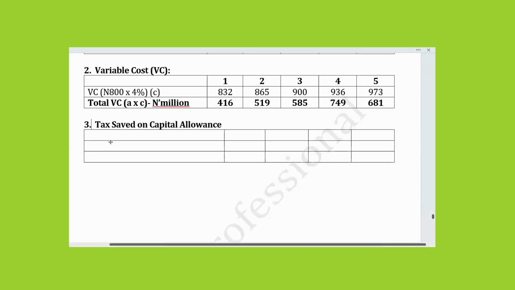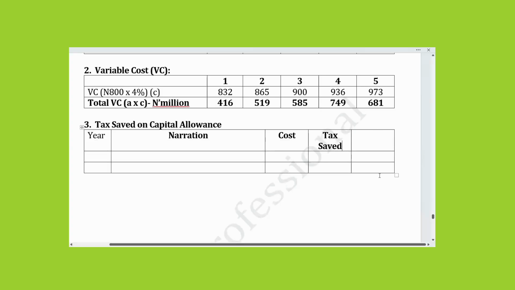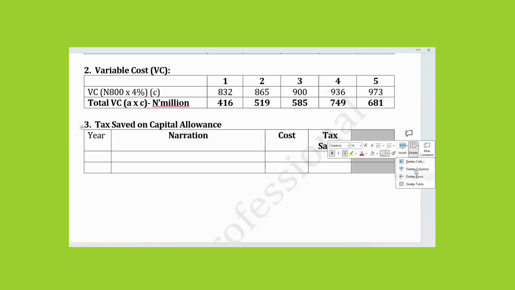Therefore, the first item here will be number of years. Indicate column for year. Description of item, or you call it narration. Then the cost of the asset will be here. Then we are going to have tax saved on capital allowance. The third column is not needed.